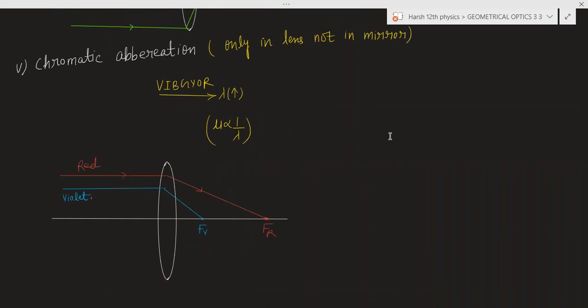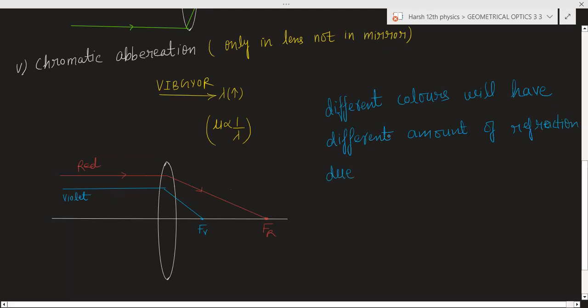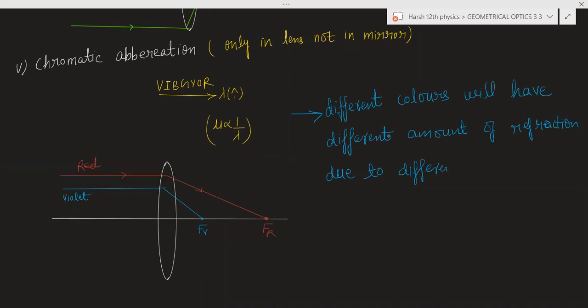So we can add one point here. Different colors will have different amounts of refraction due to different wavelengths.